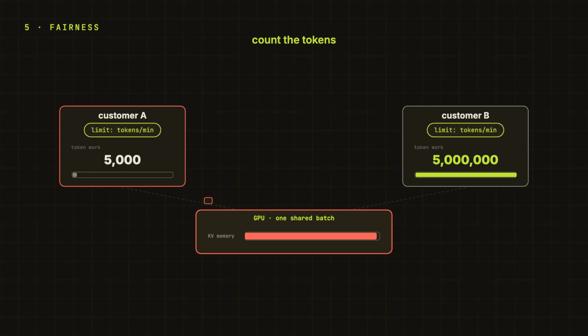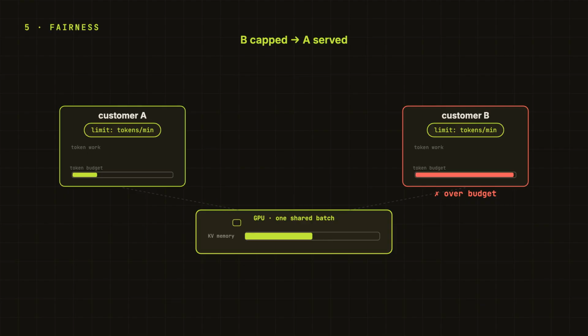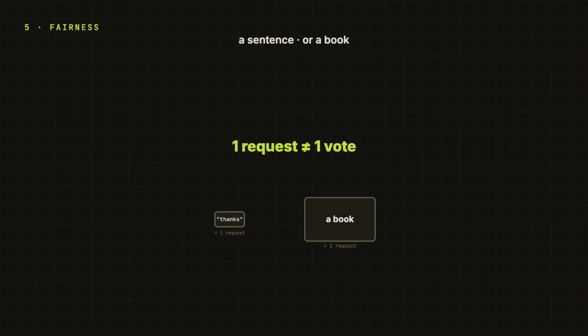So fairness here cannot be counted in requests. It has to be counted in token work, the actual prompt and output tokens each customer burns. There is real research on exactly this, metering each customer by their input and output tokens instead of their request count. So the limits that actually hold up are written in tokens per minute, and the scheduler keeps a token budget per customer. So one heavy user cannot quietly eat the whole fleet. One request isn't one vote. It can be a sentence or a small book.